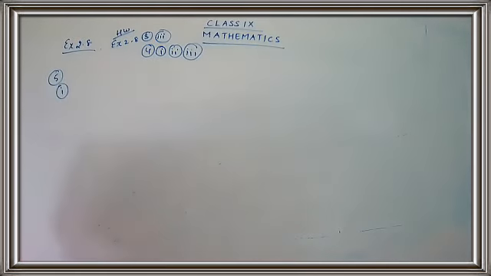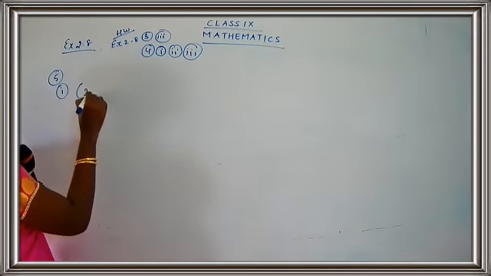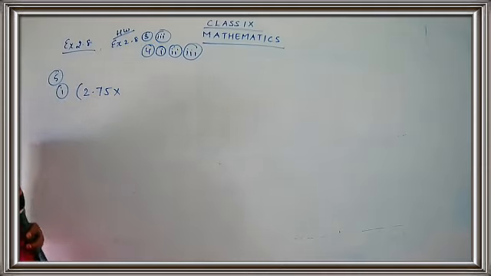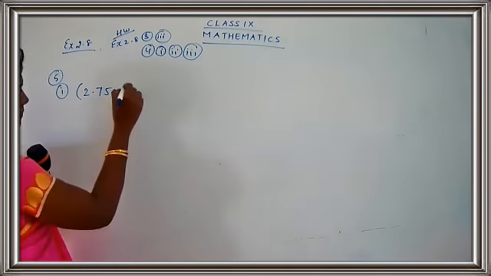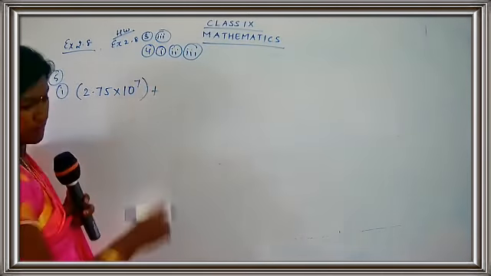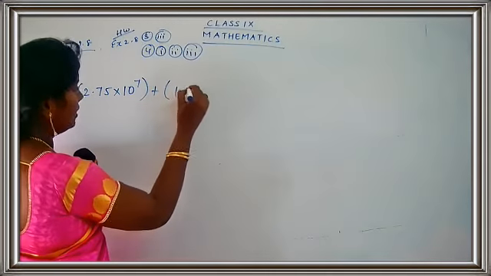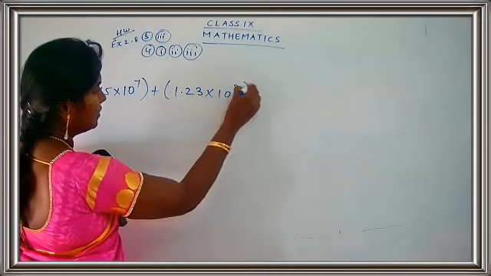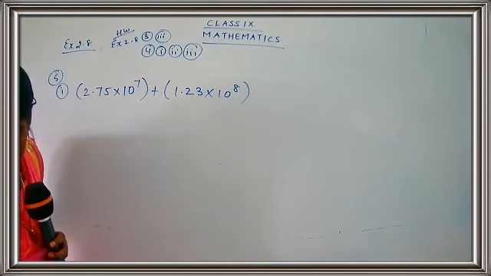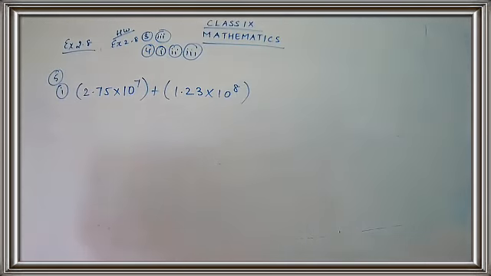What is the first subpart given? 2.75 into 10 raised to 7 plus 1.23 into 10 raised to 8. So this is your question. We have to simplify this. That's all. Let's see how to simplify this sum.